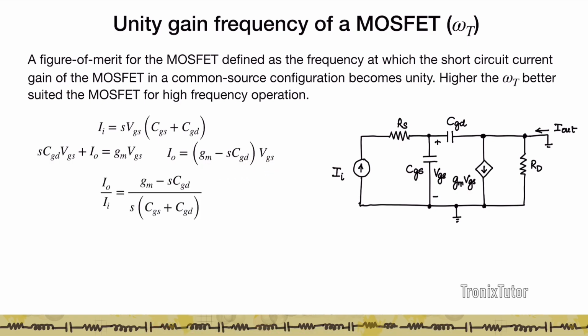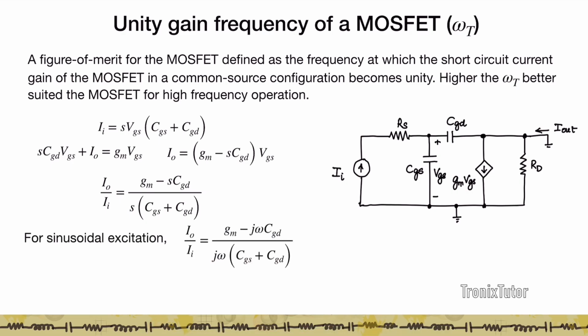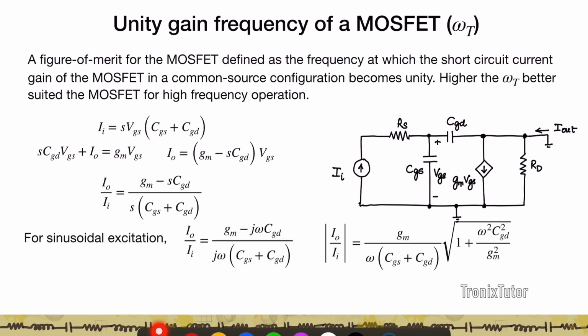And so therefore I can talk about the gain between I naught and II as GM minus SCGD divided by S times CGS plus CGD. Right? And again, if you look at this, you have a left hand zero, and you have a pole at the origin. Now, if I look at sinusoidal excitation, that is when S is equal to j omega, then my I naught by II can be written in this format.